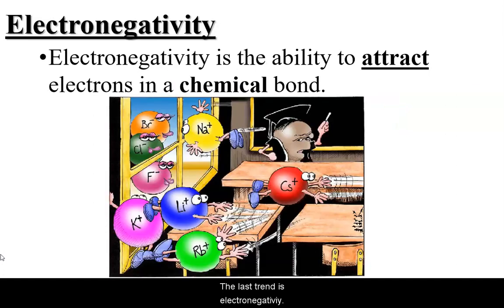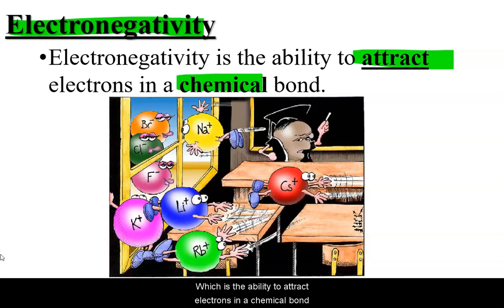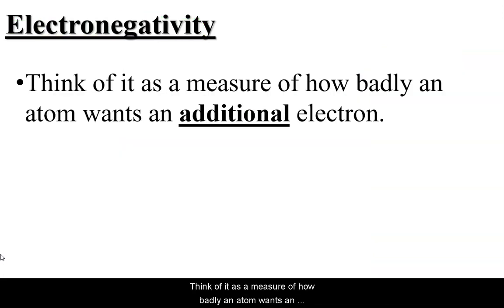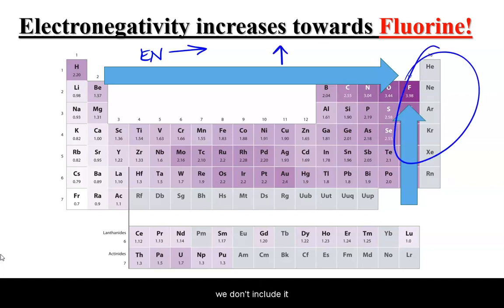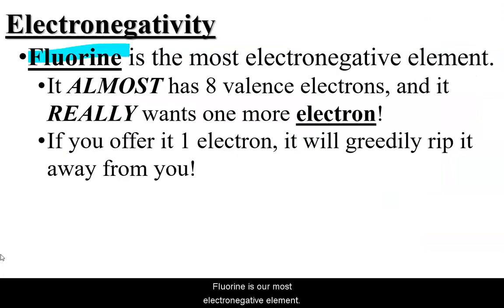The last trend is electronegativity, which is the ability to attract electrons in a chemical bond. Think of it as the measure of how badly an atom wants an additional electron. Electronegativity increases towards fluorine. So it follows the same trend as ionization energy. But because the noble gases don't need an electron, we don't include them. Fluorine is our most electronegative element. It almost has 8 valence electrons and it really wants one more. So if you offer it one electron, it will take it away from you.